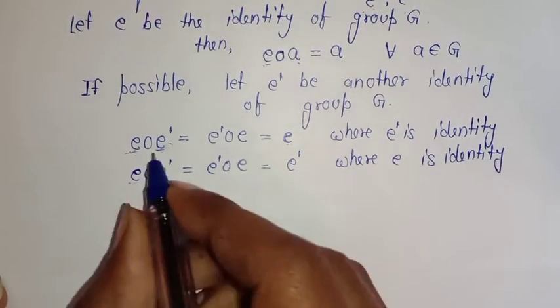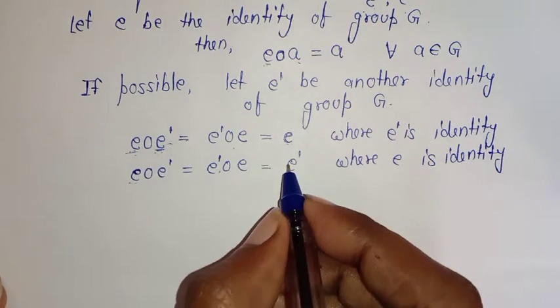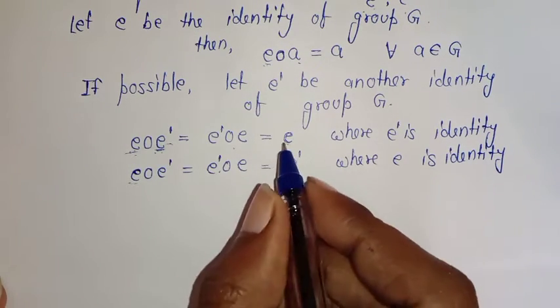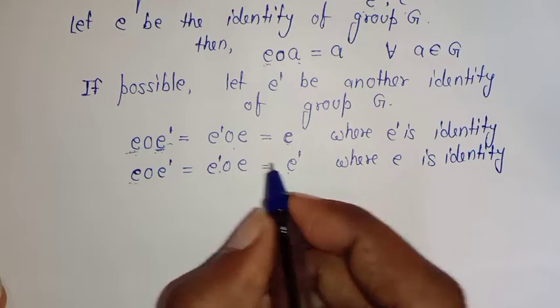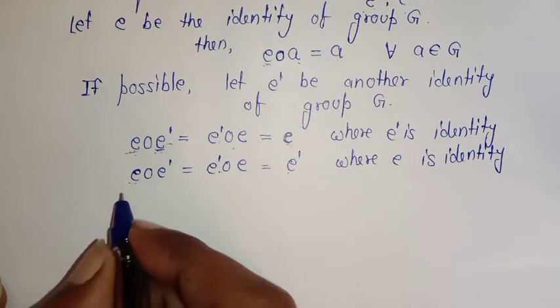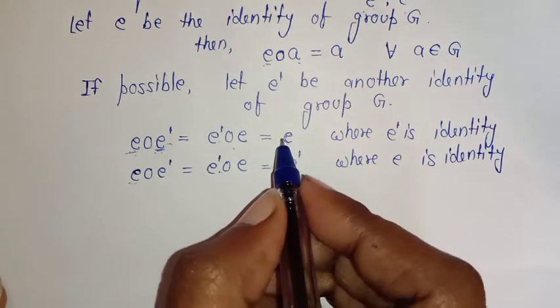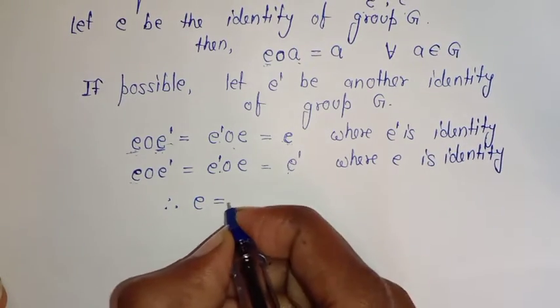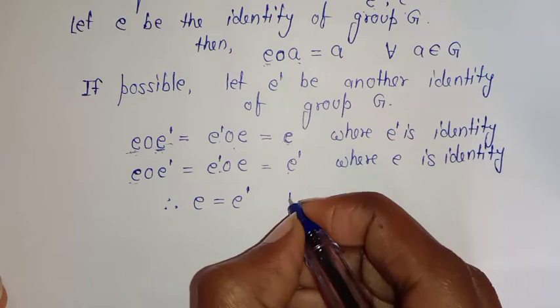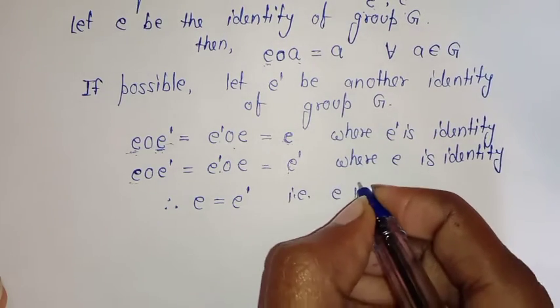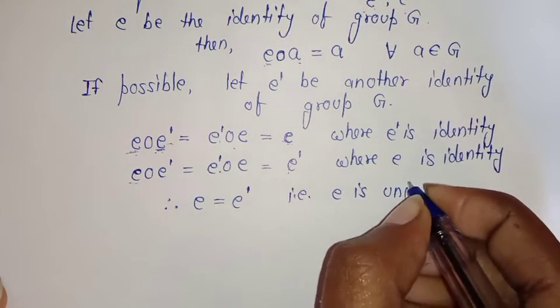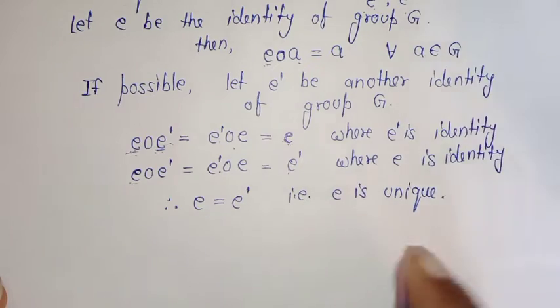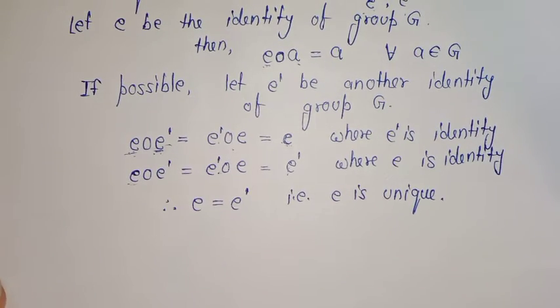So if you see, both terms are the same and they are giving me different values. It means they must be the same, because the terms on the right side and left side are the same, so they must be equal. Therefore E is equal to E'. That is, E is unique. The identity element of a group is unique, and this is true always. So I hope you understand this.